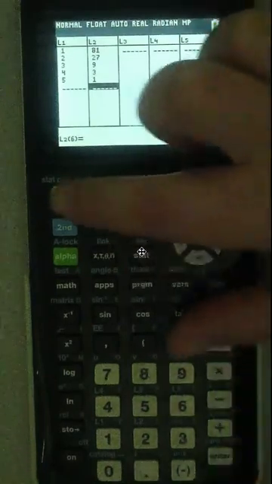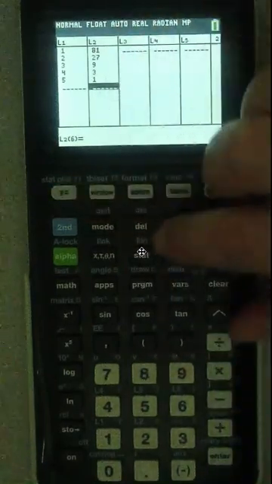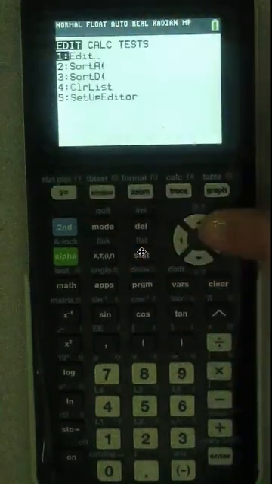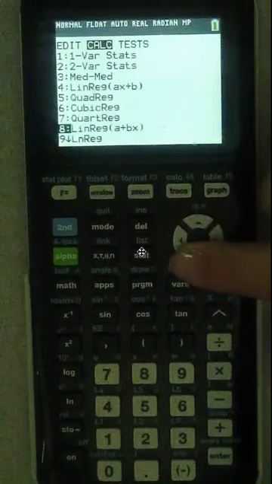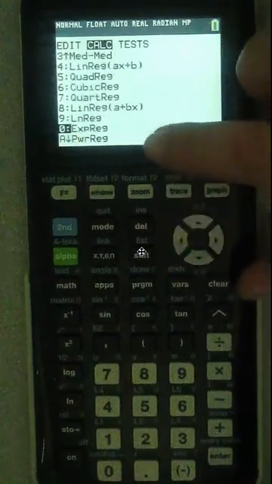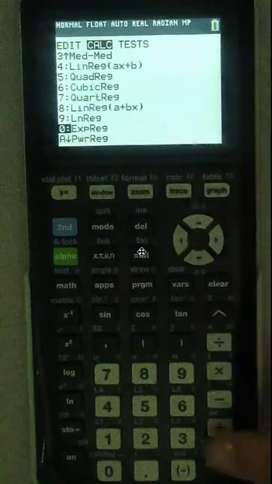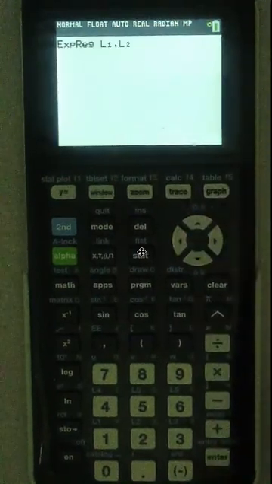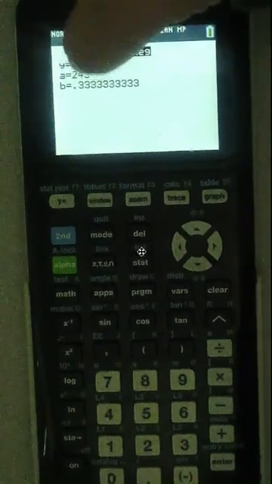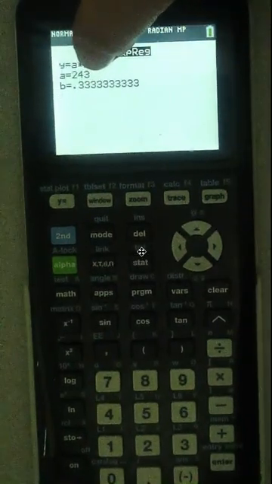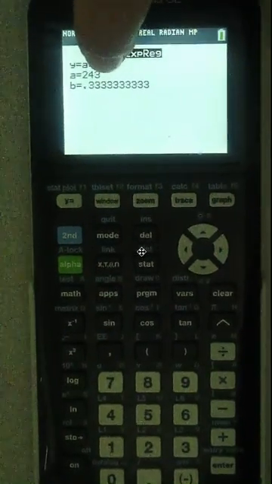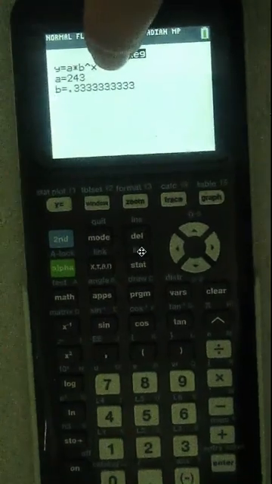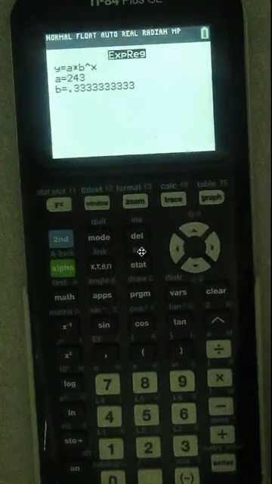Okay, so once I get everything plugged in, I'm going to go back to Stat, Calc, scroll all the way down to exponential regression, that's 0. Okay, so if I hit Enter, go all the way down to Calculate. So A, that's my y-intercept, okay, so that's my initial value, that's where I'm starting at. And B, it's 0.333333333.